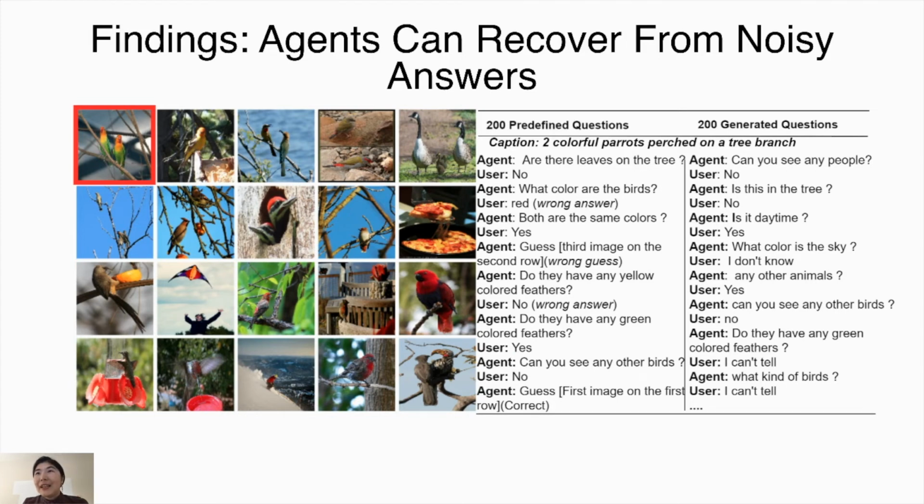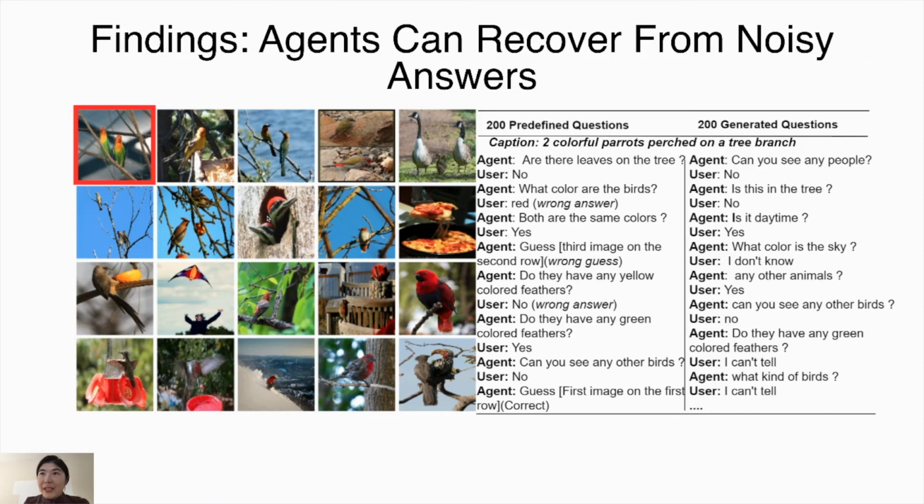And then the agent says, are both the same colors? Yes. The agent makes a guess, which is the third image on the second row, which is here. According to all the information that was given, it made this choice. But then the answer bot is going to tell it that's a wrong guess. Okay, so the agent is going to try to ask a different question here.